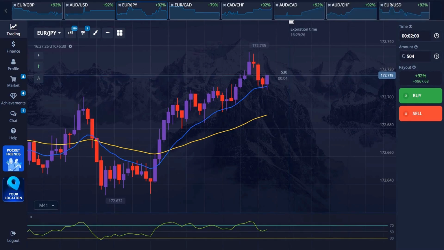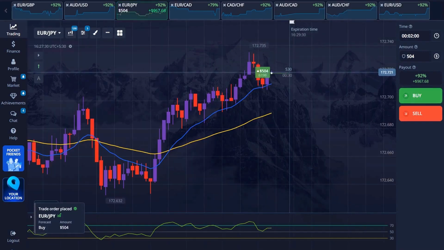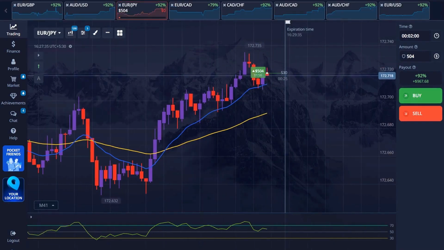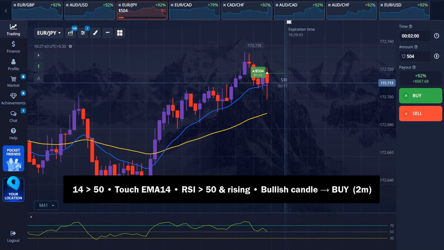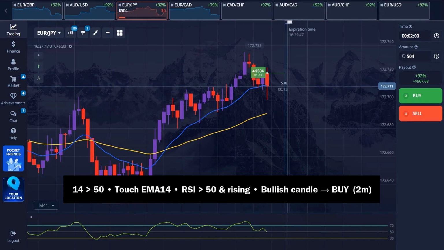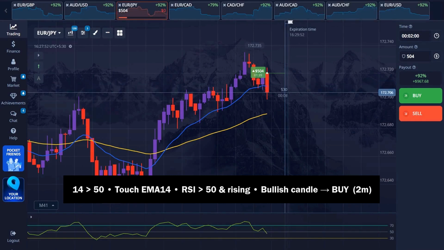Let's take this live on Pocket Option and see how it performs on real candles right now. All right, here's the entry. Trend. The blue EMA-14 is above the yellow EMA-50. Uptrend confirmed. Pullback. Price pulls back to EMA-14 and holds above it. No deep drop to EMA-50.